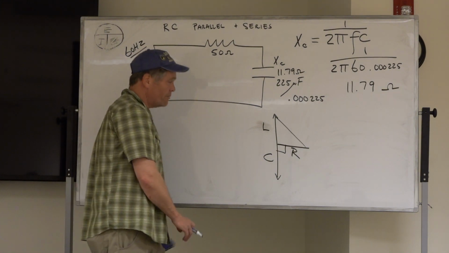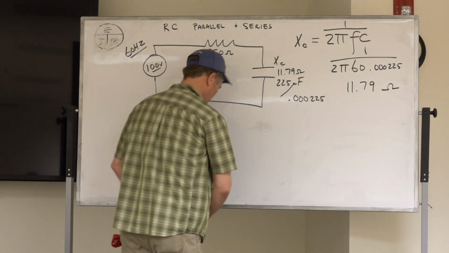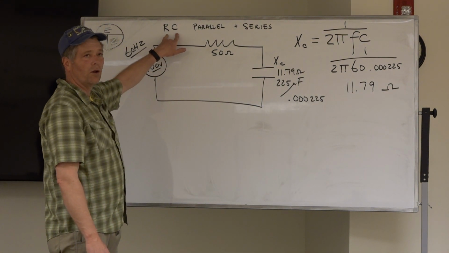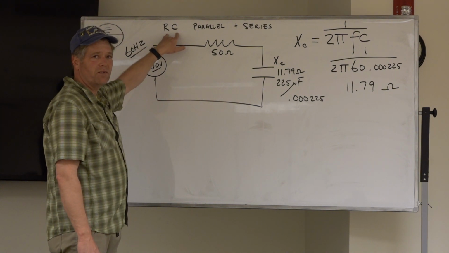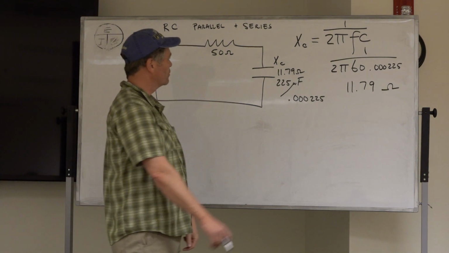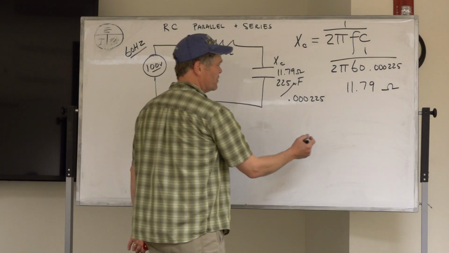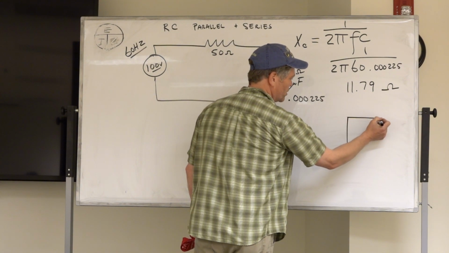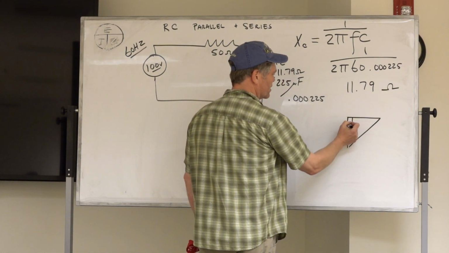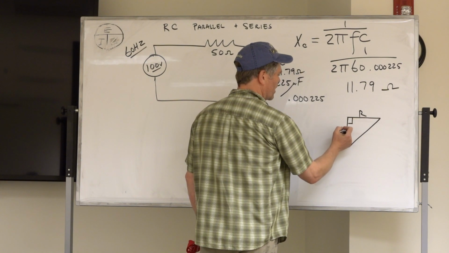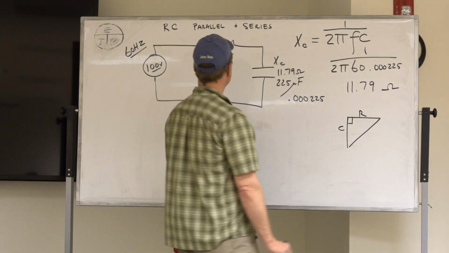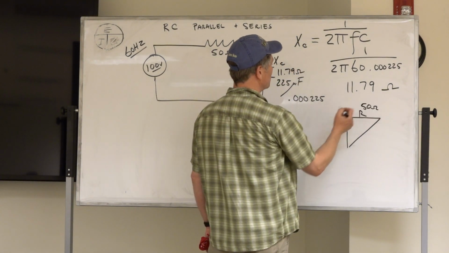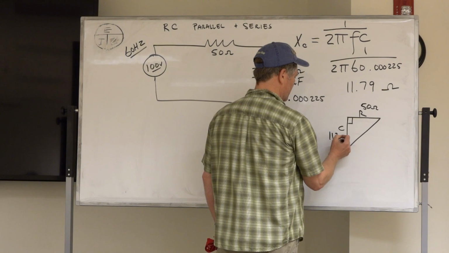But guess what? Today we don't. We only have a capacitor in this circuit. This is an RC circuit, not radio controlled. It is a resistive capacitive circuit with AC currents on it. So 11.79, 50 ohms. Let's go ahead and do my triangle here. Just because I just told you it was like that, I'm going to go ahead and draw my triangle like this today, just so I remember that I've got R and I've got C. And my resistance is 50 ohms, and my capacitive reactance is 11.79 ohms.